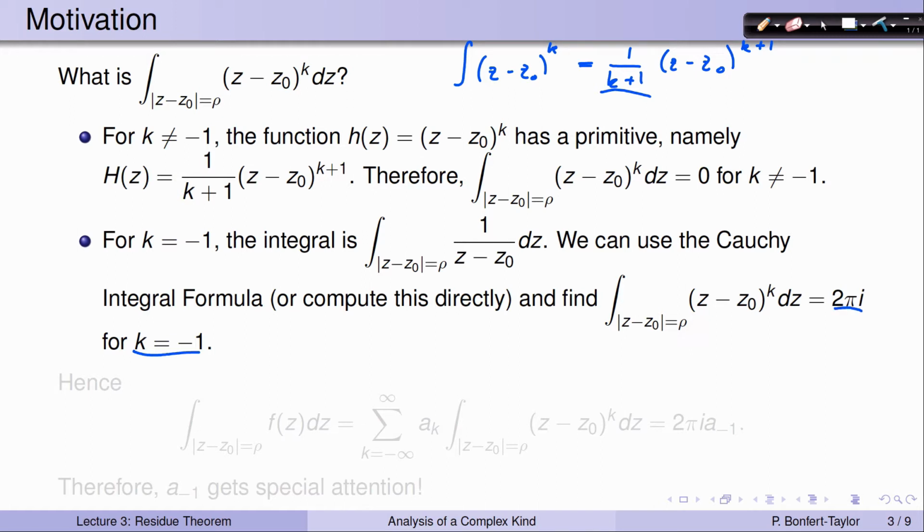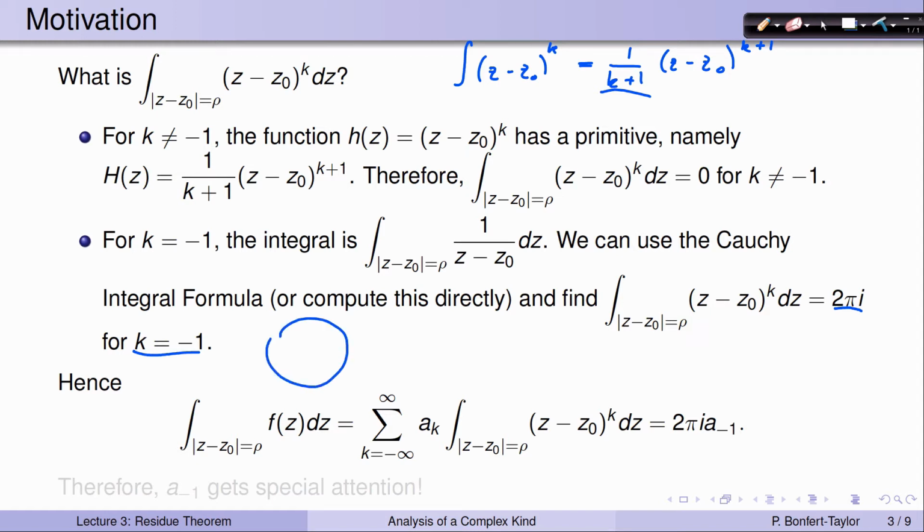Now remember what we actually were trying to find. We're trying to find the integral over f of z dz, where f had an isolated singularity at z0. So f was analytic in the punctured disk, punctured at c0 of some radius r, with an isolated singularity at c0. And we had looked at this Laurent series expansion, and we were able to bring the summation to the outside and the integration to the inside.